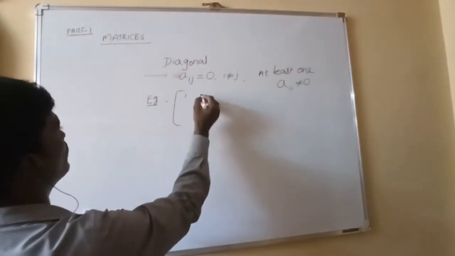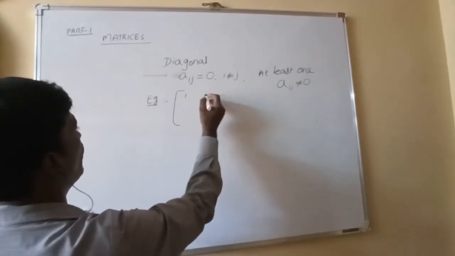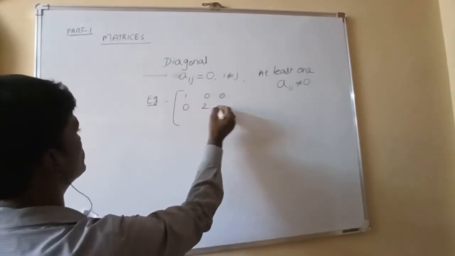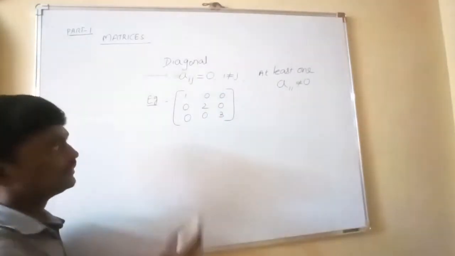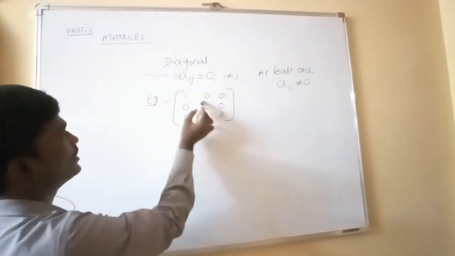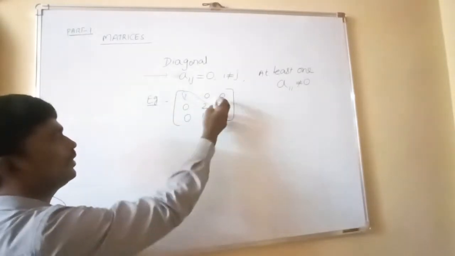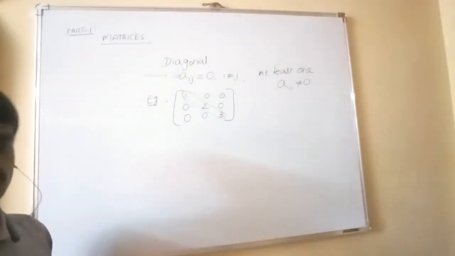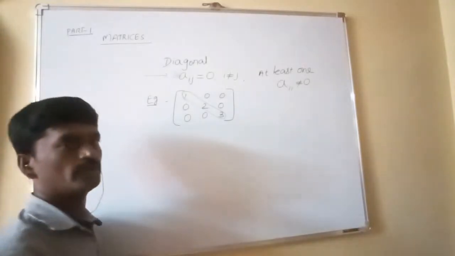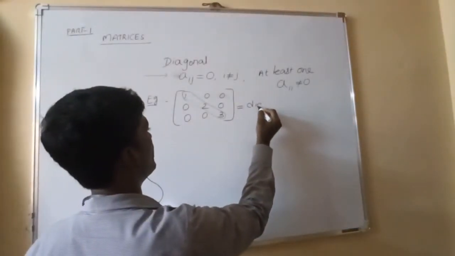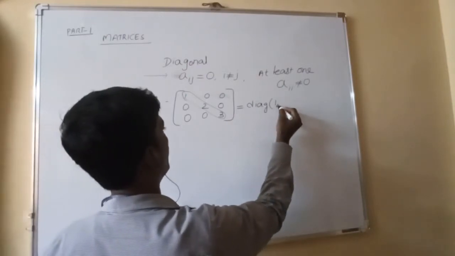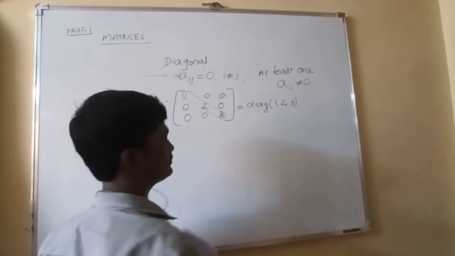For example, I'm taking 1 0 0, 0 2 0, 0 0 3. Observe here, all non-diagonal elements are equal to 0. So it is an example of a diagonal matrix, and this is also denoted by diag of 1, 2, 3.